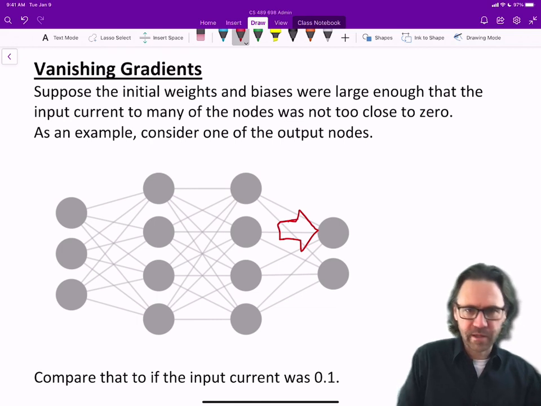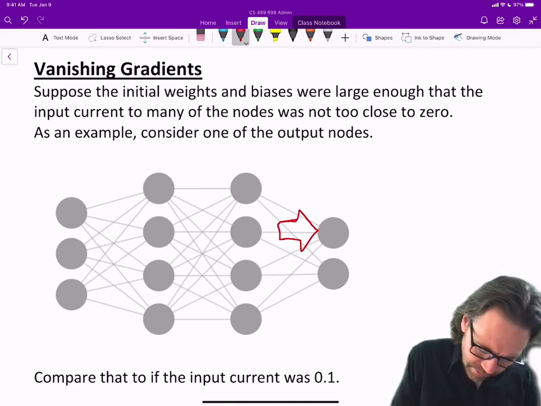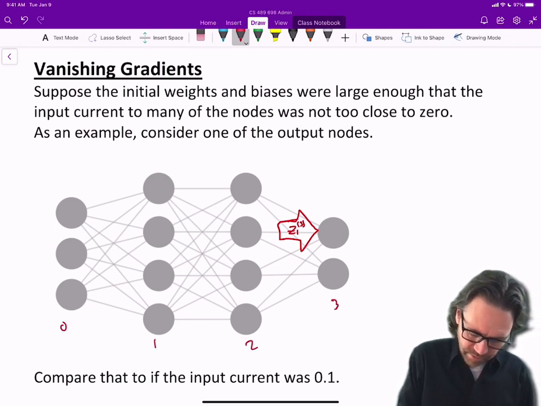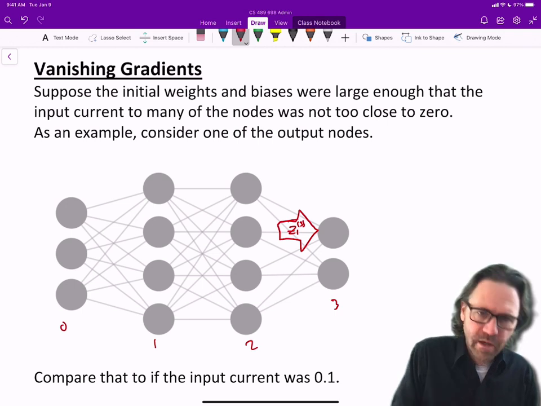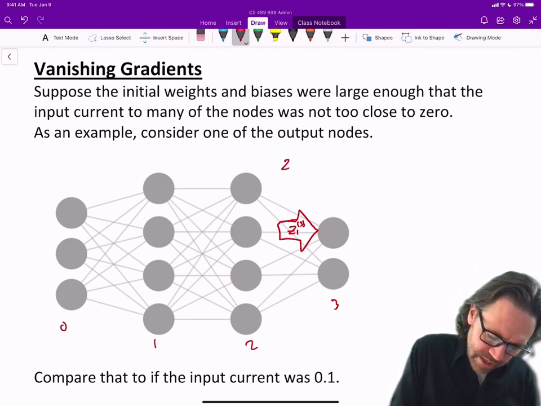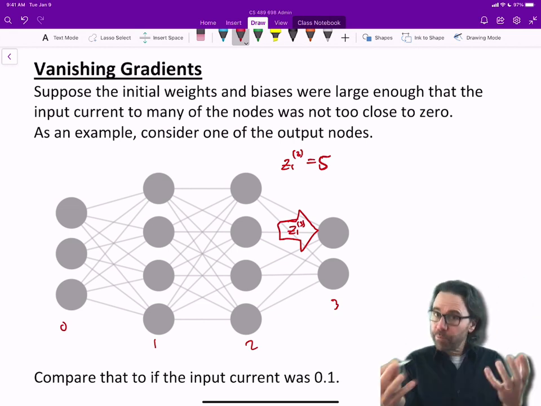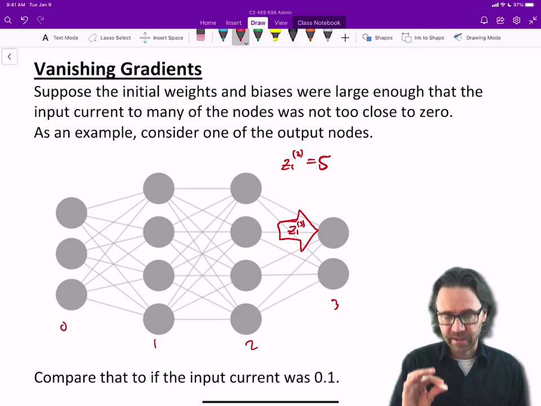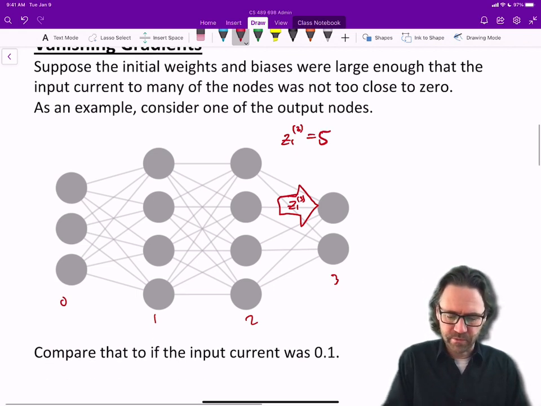That input, we'll call it Z1 for layer 3. So layer 0, 1, 2, and layer 3. Let's say Z1,3 equals 5. So the input current to that particular output node is 5.